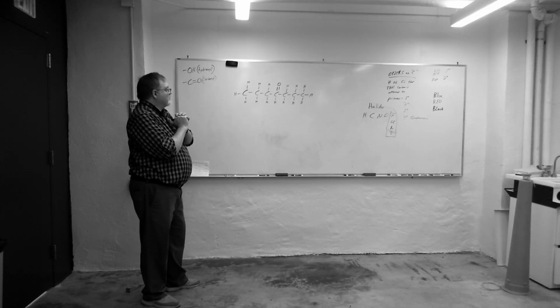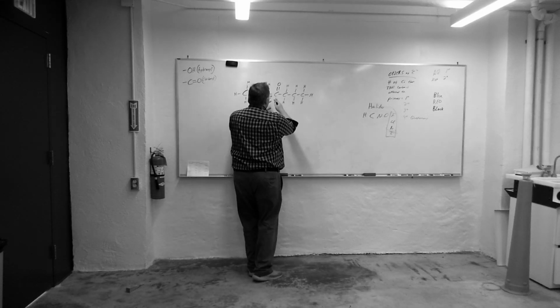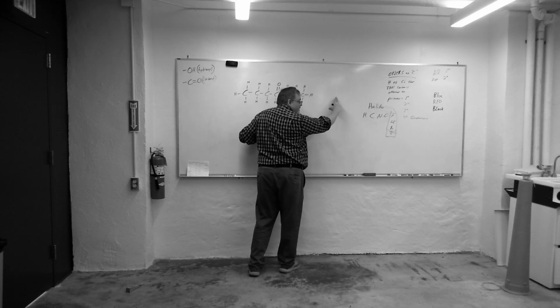Aldehyde? Ketone. Remember that ketones have the secondary carbon and aldehydes have the primary carbon. That's one way to think of it. Another way to think of it is ketones are in the middle of the chain and aldehydes are always on the end of the chain.